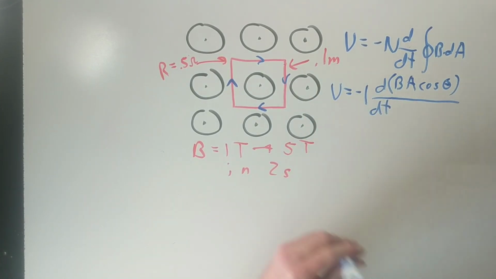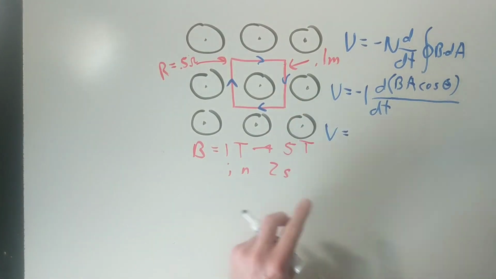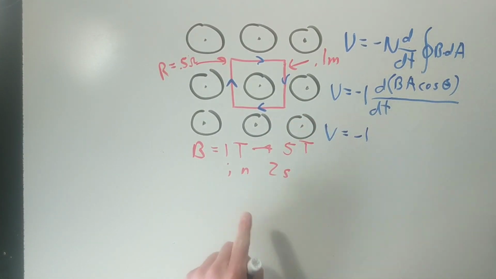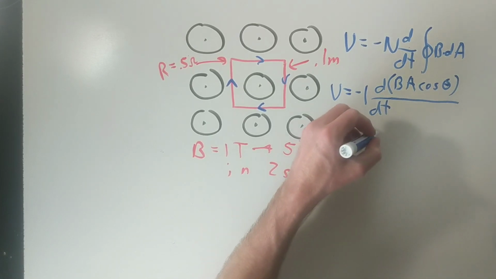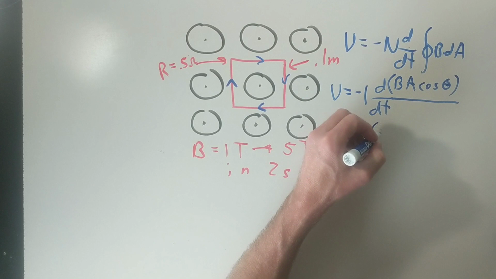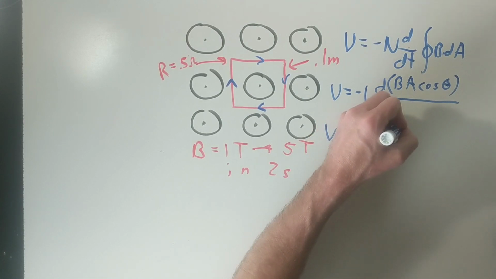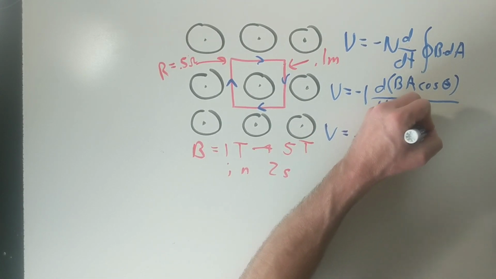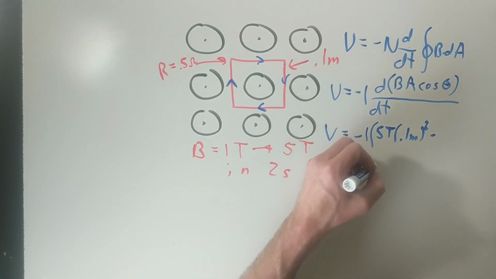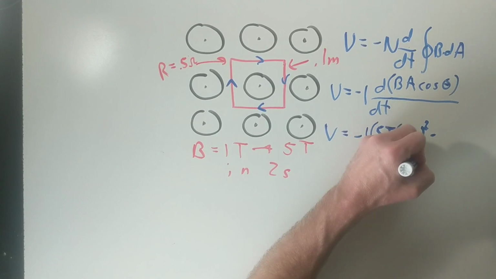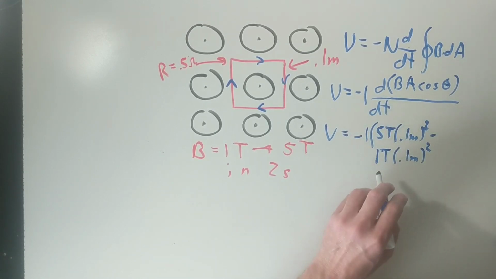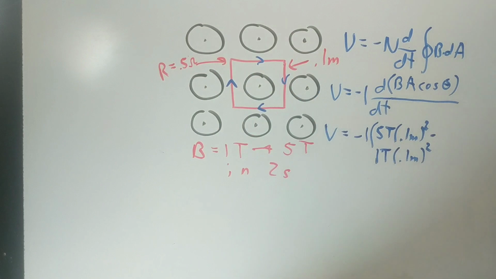So let's see what we get. We have some simple values, so -1 times the change: 5 Teslas times 0.1 meters squared minus 1 Tesla times 0.1 meters squared. We didn't have to worry about the cosine of theta again because that was just a 1, divided by 2 seconds.